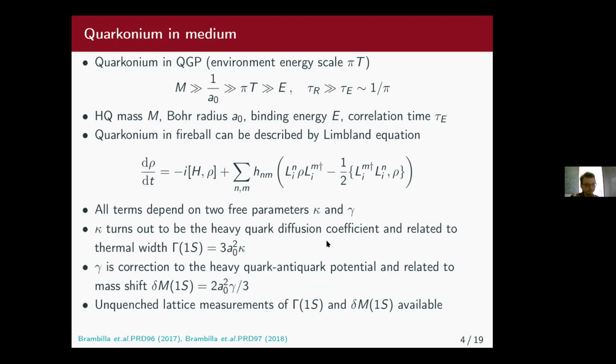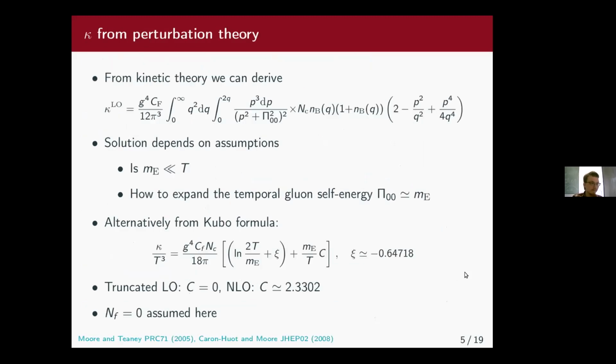So by studying the heavy quark diffusion coefficient on the lattice, we also get the heavy quarkonium diffusion coefficient at the same time. And this can then be related to the thermal width of the quarkonium. And the gamma, which we don't study here, is the dispersive counterpart of kappa and is related to the mass shift. And in this paper, they measured it from existing unquenched studies of the quarkonium, but that's out of the scope of this talk.